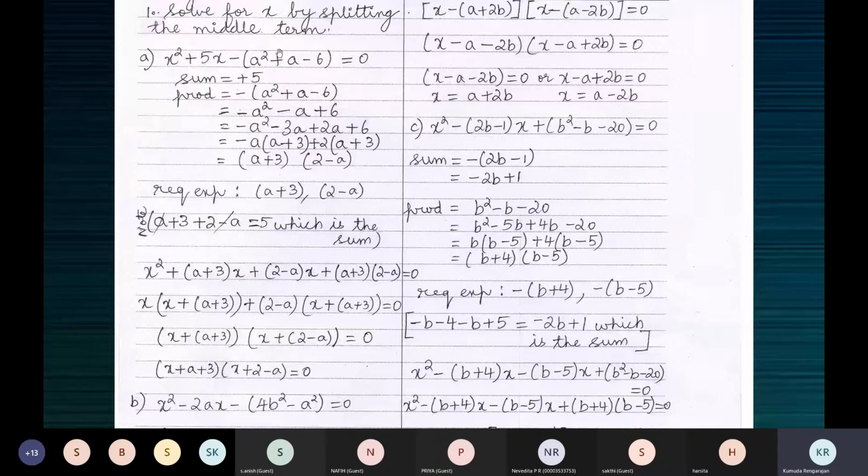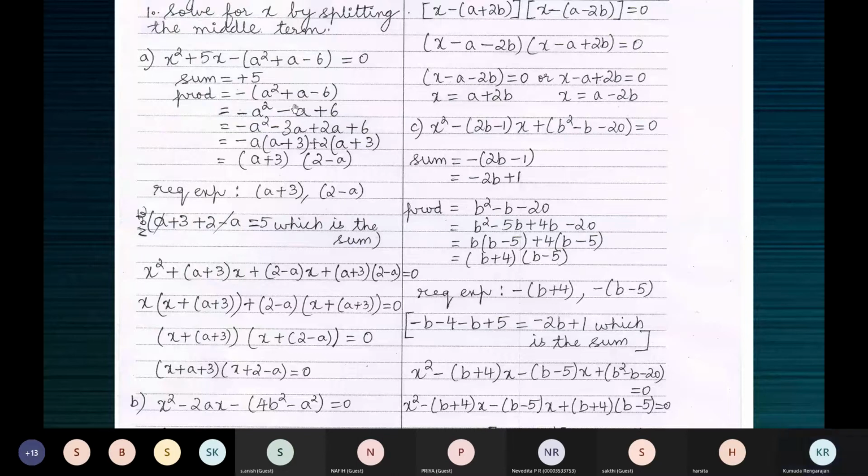Remember, recall from last year. If supposing x square had a 2 before it, if the coefficient of x square was 2, then 2 into this will be the product. So similarly, here the coefficient of x square is 1. 1 into this one is the product, which means minus of a square plus a minus 6 is the product. You can open up the bracket by multiplying all the terms with the minus sign like this.